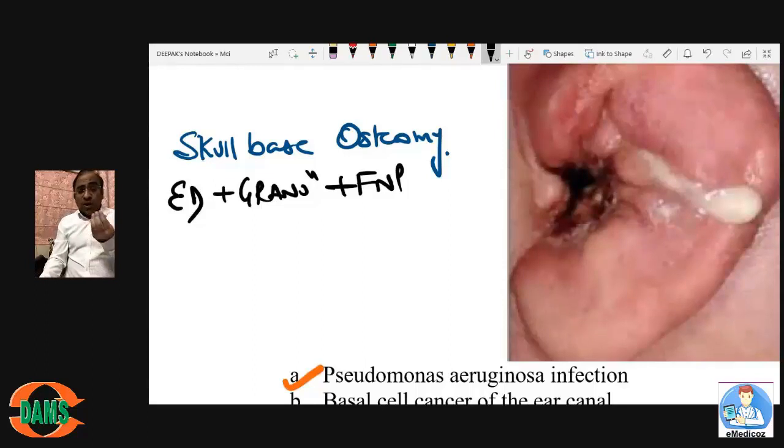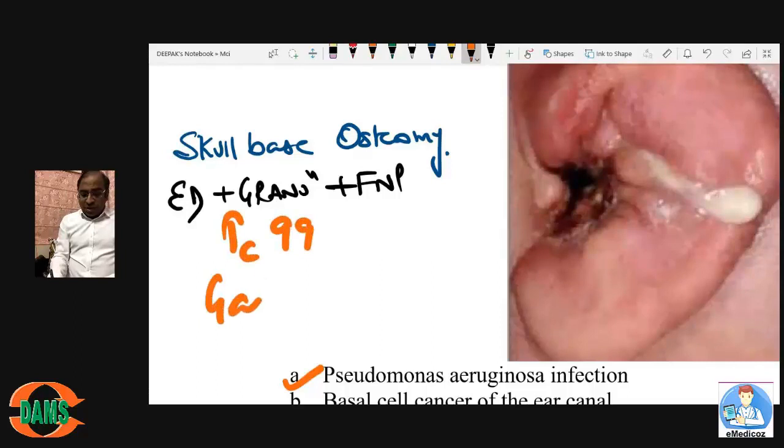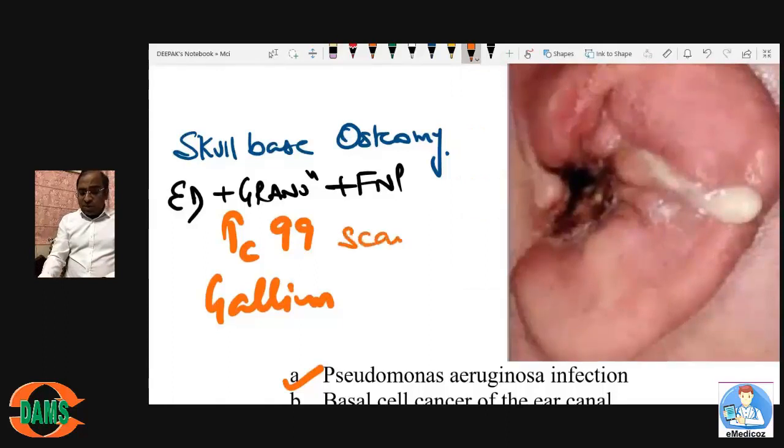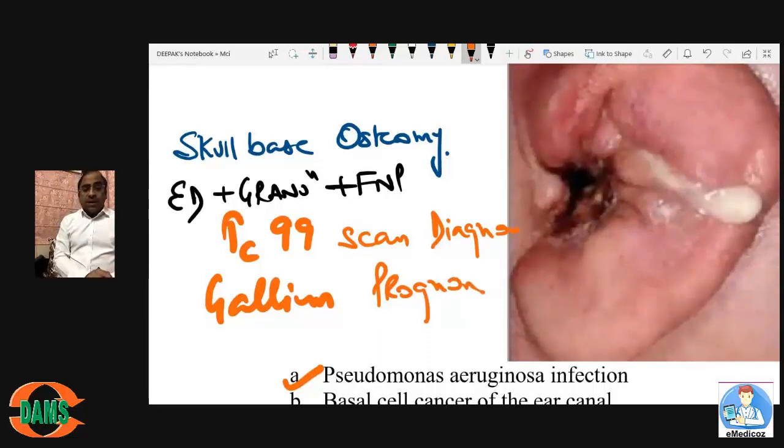So what are the important investigations? I go for 2 important scans. One is the technetium 99 scan. One is the gallium scan. Technetium 99, in your radiology you will be learning all these points. Technetium 99 scan is used for diagnosis. And gallium scan, always remember, is used for prognosis. Technetium 99 is for diagnosis and gallium scan is used for prognosis.